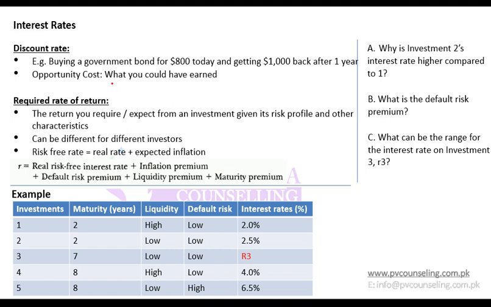So opportunity cost is what you could have earned had you not invested in that particular investment. And your required rate of return should account for all the premiums: real risk-free interest rate, inflation premium, default risk premium, maturity premium. One of the premiums that we missed out is liquidity premium. So let's discuss this as well.